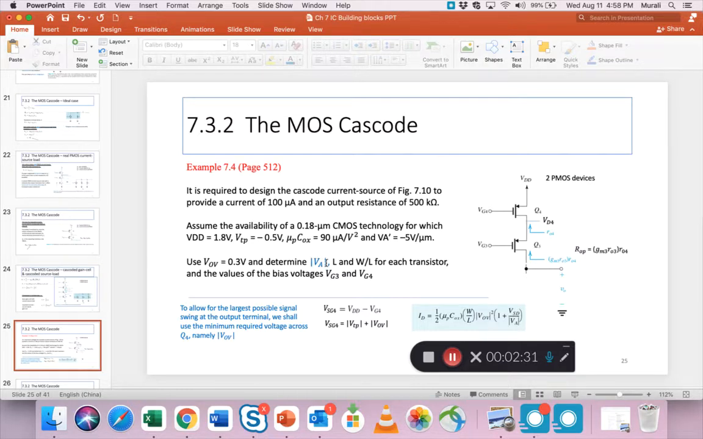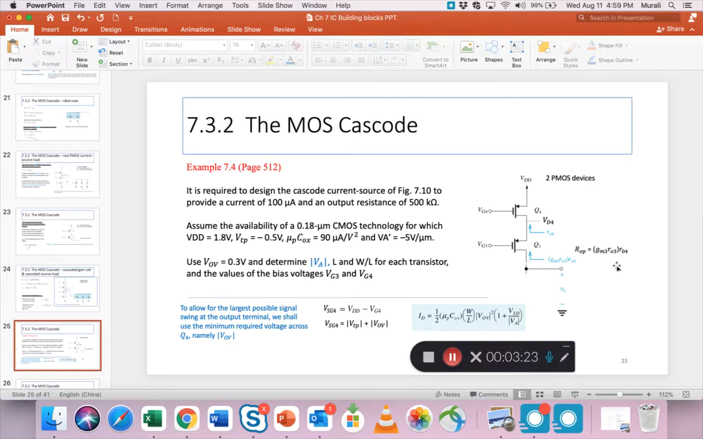We need VA, which is not difficult, right? Well, we have to find VA first, then we can find L because VA and VA prime are connected by L. Then we need W by L, for which we use the current formula, but because of the early voltage presence, we have to factor that in also. But from here we can find W by L if you know everything else. The more important thing is to find VG3 and VG4, which are the bias voltages at the gate of both of these devices.